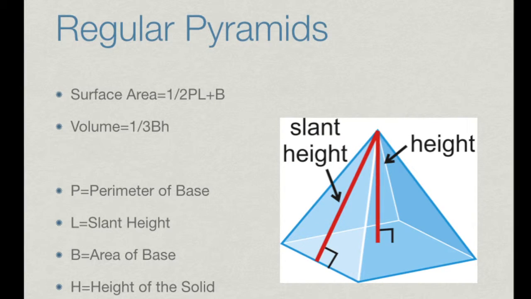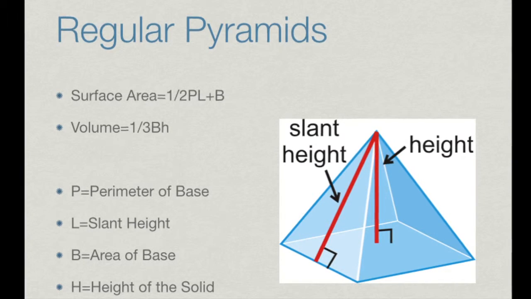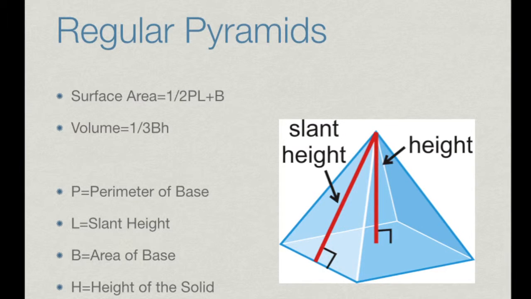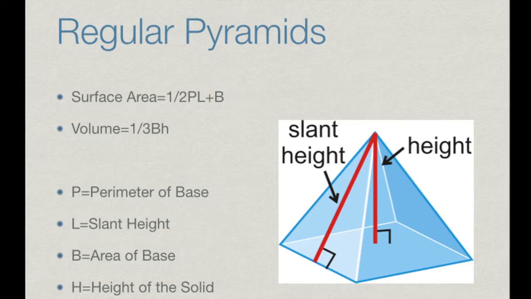To find the surface area of a regular pyramid, you must multiply the perimeter of the base by the slant height and divide it by 2. Then you have to add the area of the base. To find the volume, you must multiply the area of the base by the height of the solid and divide it by 3.